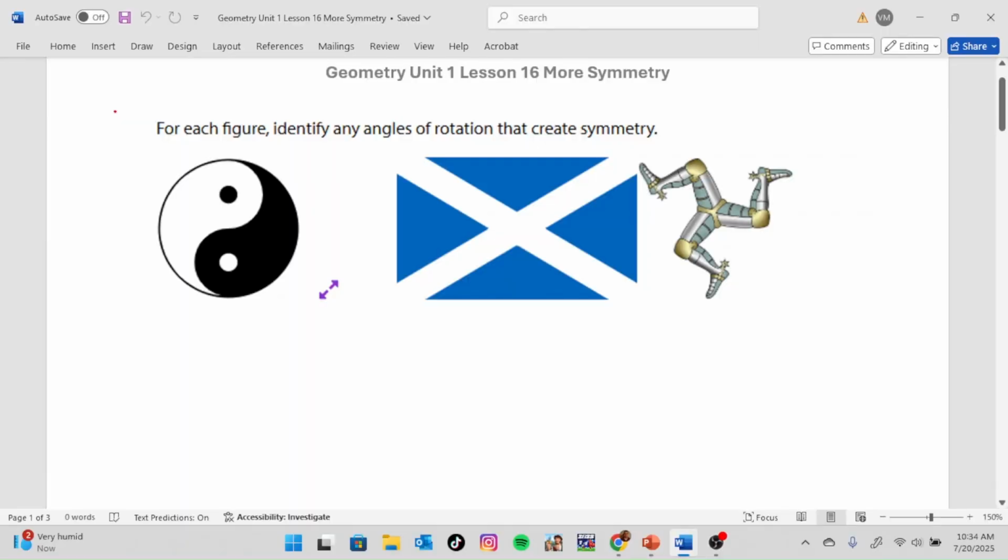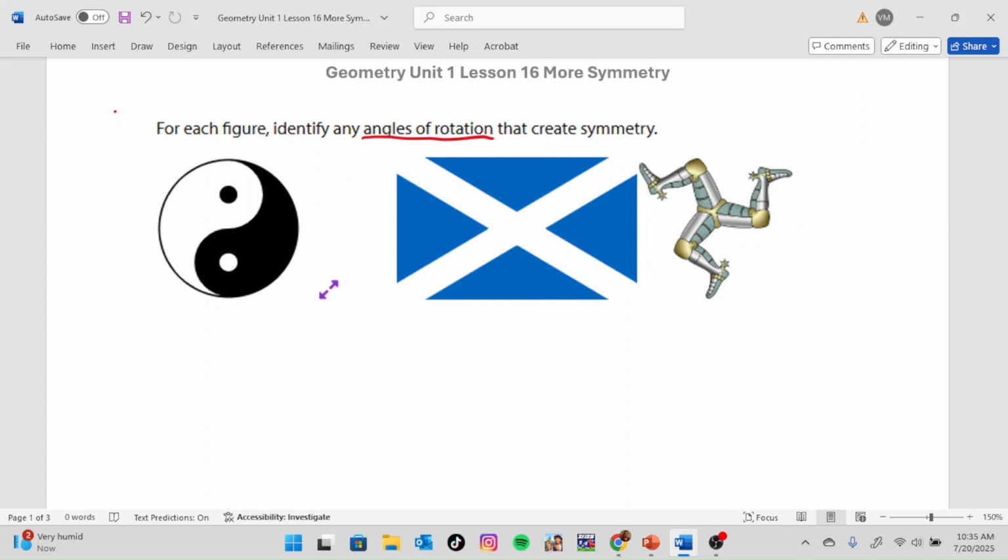So now we can start on the practice problems for lesson 16. In practice problem number 1, for each figure, identify any angles of rotation that create symmetry. So remember that this time we're looking for angles of rotation as opposed to a line of symmetry. So we want to know, can we turn these shapes and create symmetrical or congruent shapes?